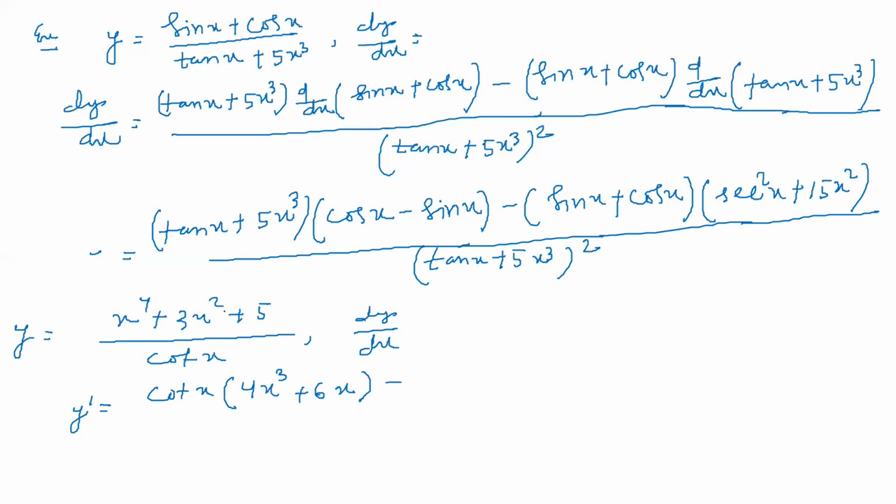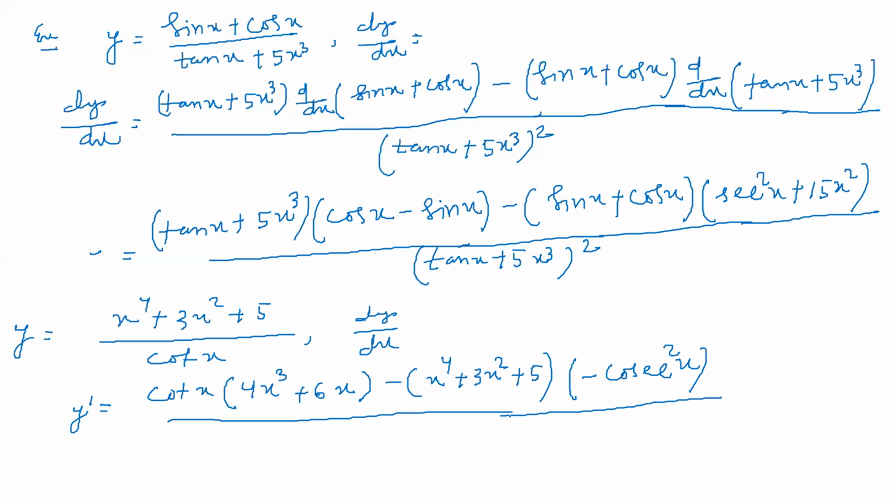Minus. Again, I will keep this one fixed. So that is x to the power 4 plus 3x square plus 5 whole into the derivative of cot x. What is the derivative of cot x, student? Minus cosec square x. Whole divided by v square. So whole divided by the square of cot x, that is cot square x. This is the correct answer.